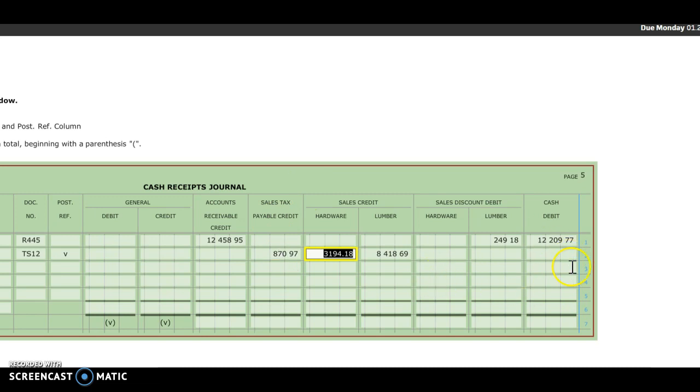That'll give me a sales tax of $870.97. Okay, and then we're going to add all three of those together to get what our cash debit is. So we should get a cash debit of $12,483.84.